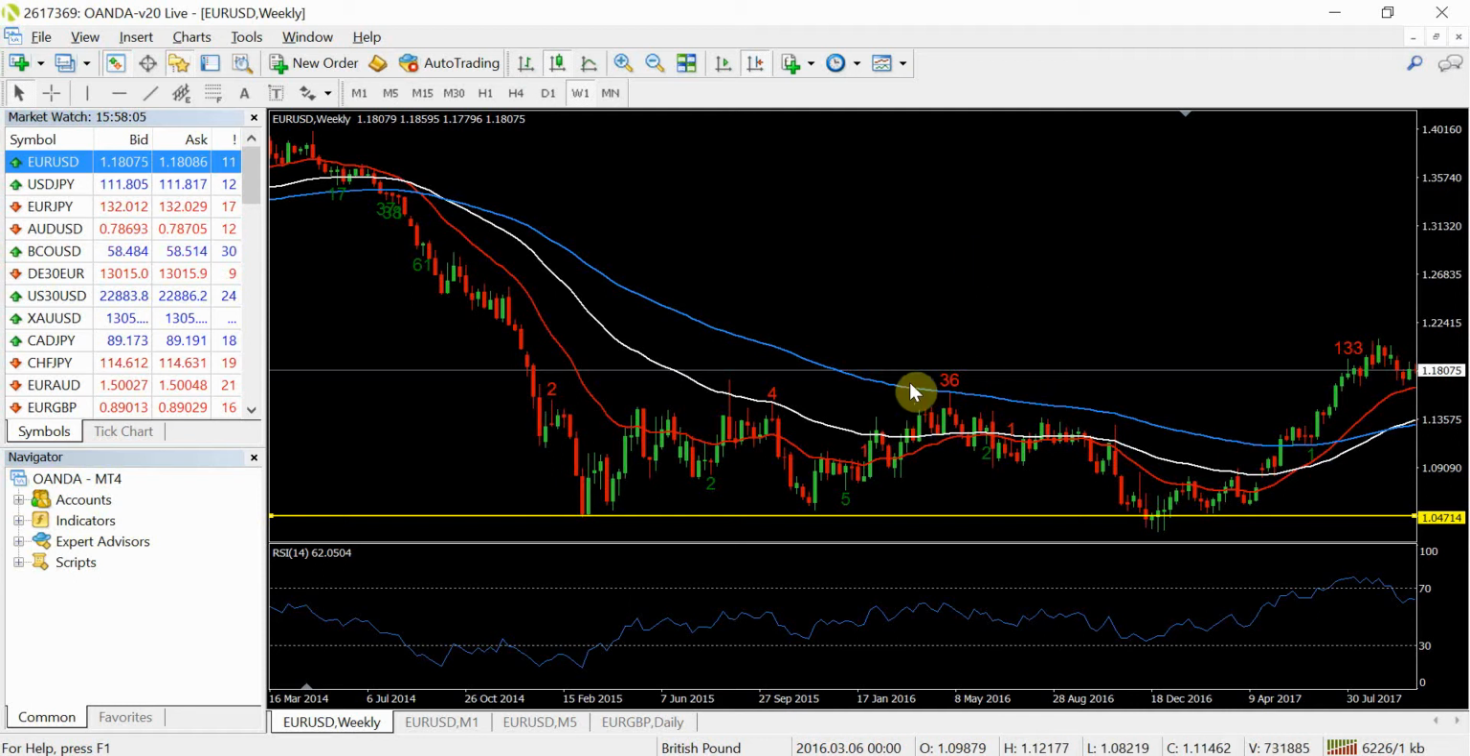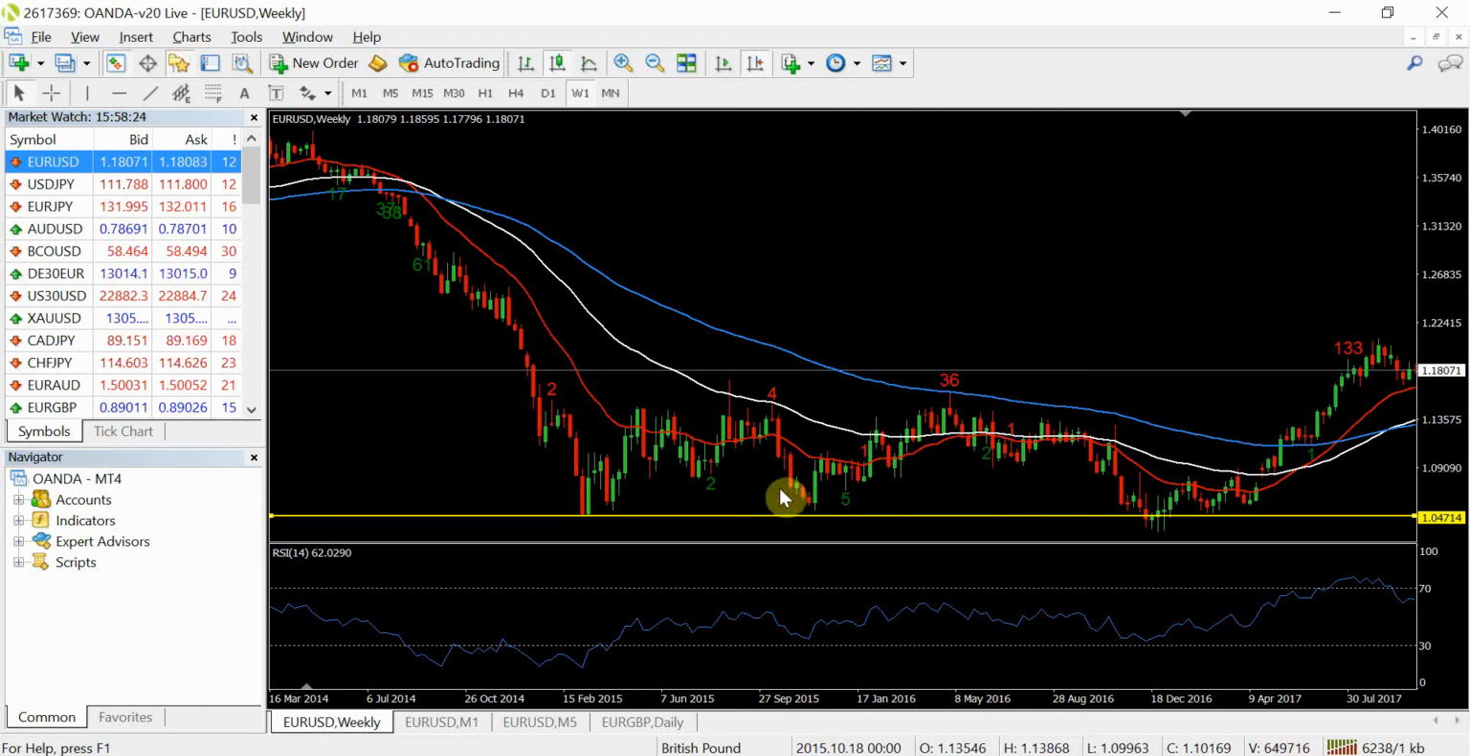So why is this pin bar a good indication that price was going to turn off over here? There's a couple of reasons. The first reason is that price is rejecting a significant moving average, in this case the 100 period moving average.